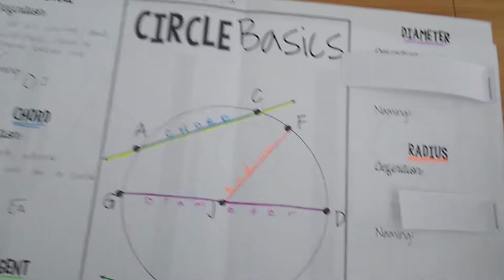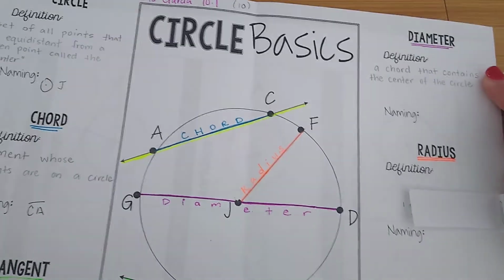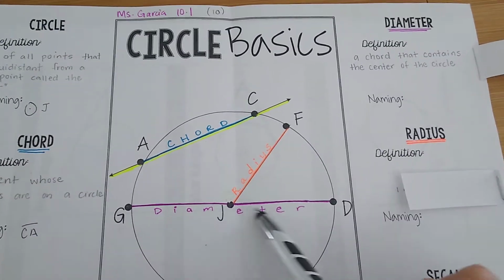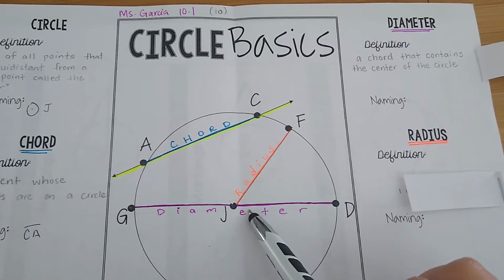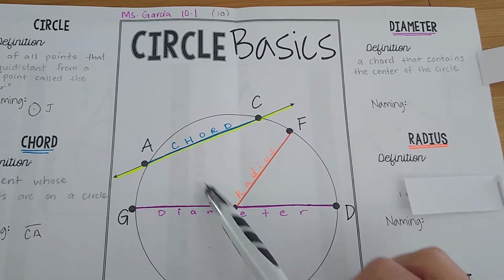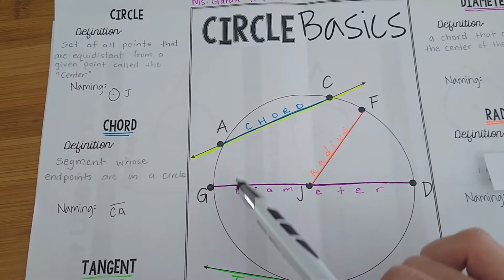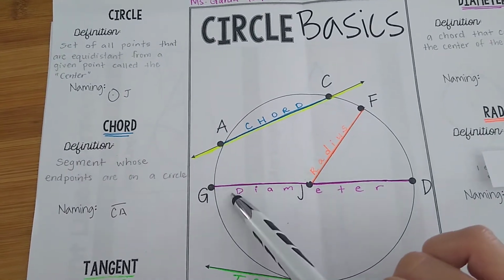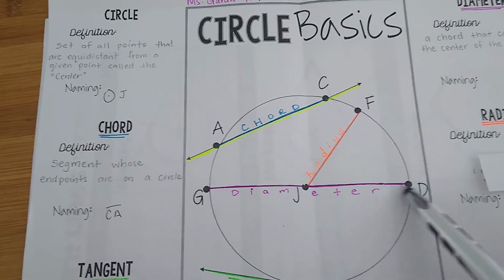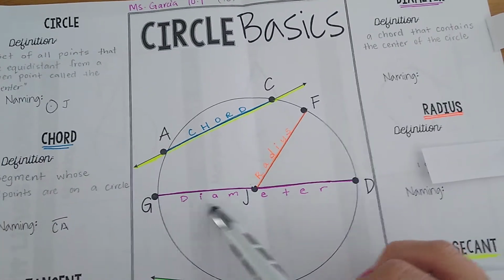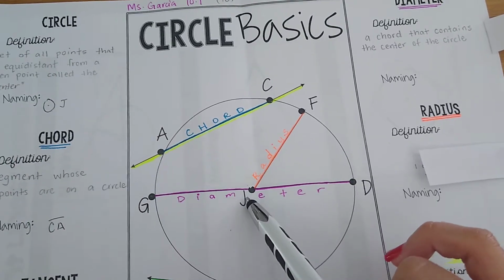So now we move on to the diameter. Well, the diameter is a chord. What I wrote is a chord that contains, this diameter, it's in purple. It's a chord that contains the center of the circle. Remember, a chord is a segment whose endpoints are on the circle. Well, doesn't a diameter also have endpoints that are on the circle? Yeah, right? So the only difference is that this one contains the center. It's very important to know.